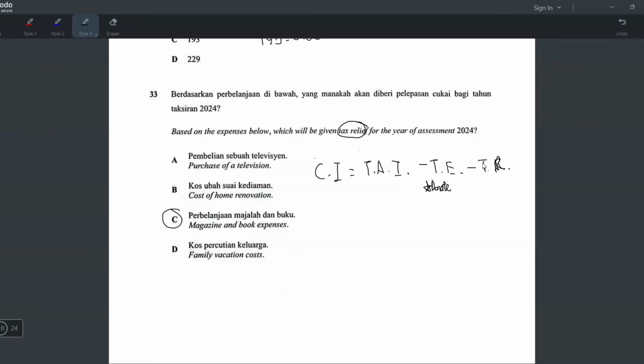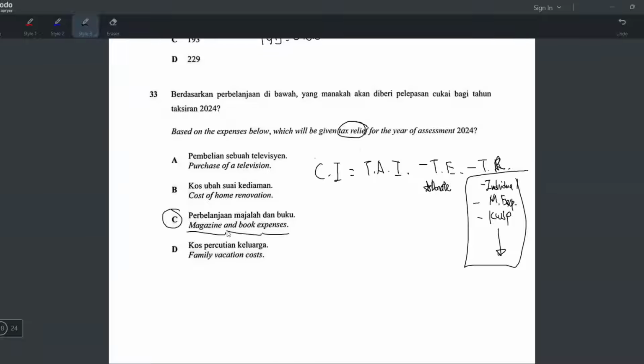Okay, tax exemption, the most famous example is donation, but tax relief got a lot, a lot. Individual medical expenses, the EPF, KWSP, actually got a lot lah. So basically all these examples are expenses that are not included in your chargeable income. That's why you have to minus them. So let me tell you, A, B, C, D. C is the answer: magazine and book expenses. And I'll tell you why.